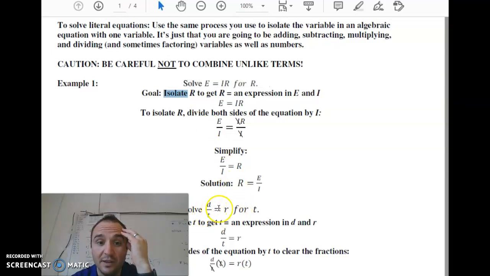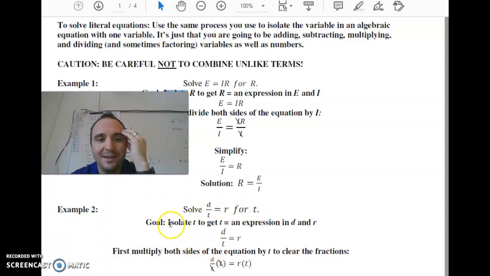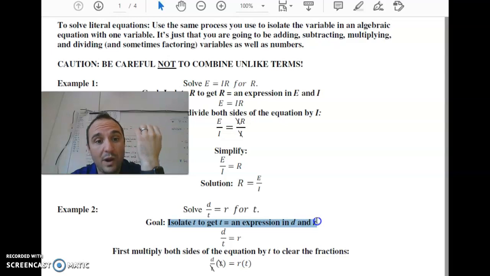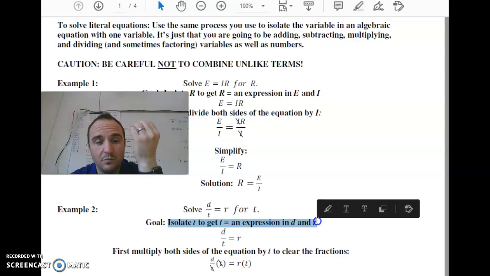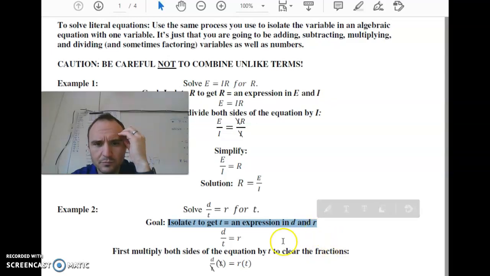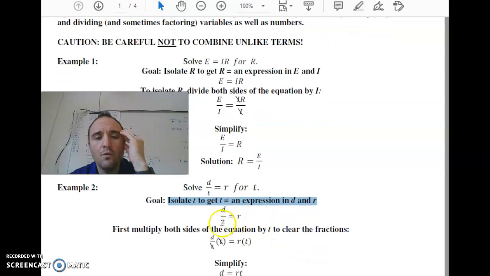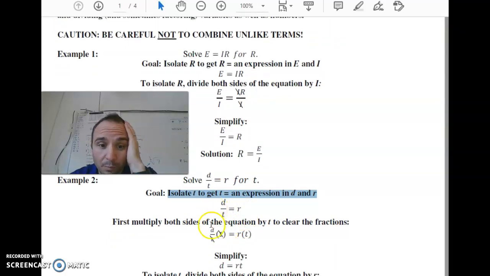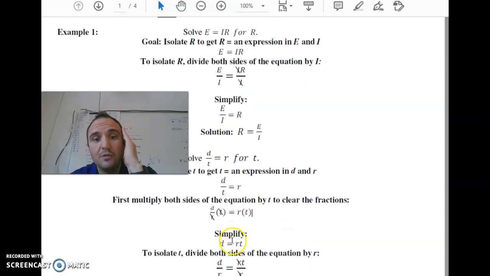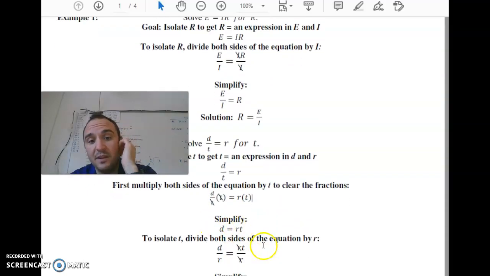Let's look at d over t equals r. Solve it for t. So isolate t to get t equal to an expression where there's a d and an r. So d over t equals r. We're going to multiply both sides by t. So now d equals r times t. Now we have successfully isolated t.